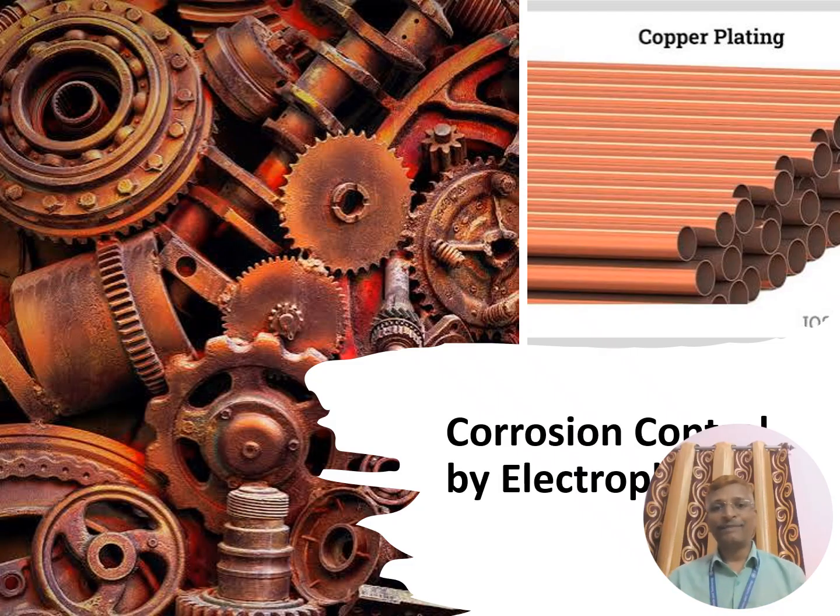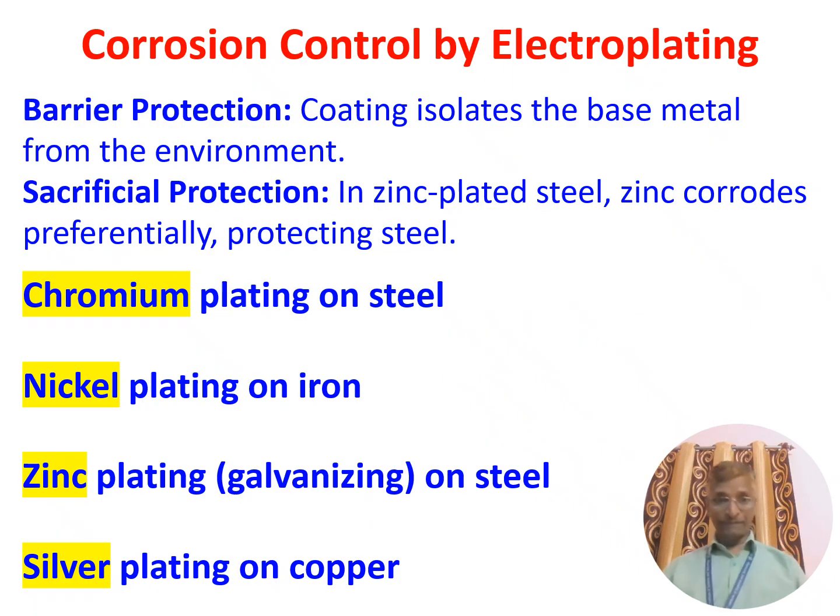So this is the image of copper plating, or copper coated materials, pipes and bearings and some other objects. Apart from that, the coating isolates the base metal from the environment. So very simple, you can easily understand: once the coating is over, metal is there, coating is there. Now after coating, the coating layer isolates the base metal from the environment so that the metal is protected.